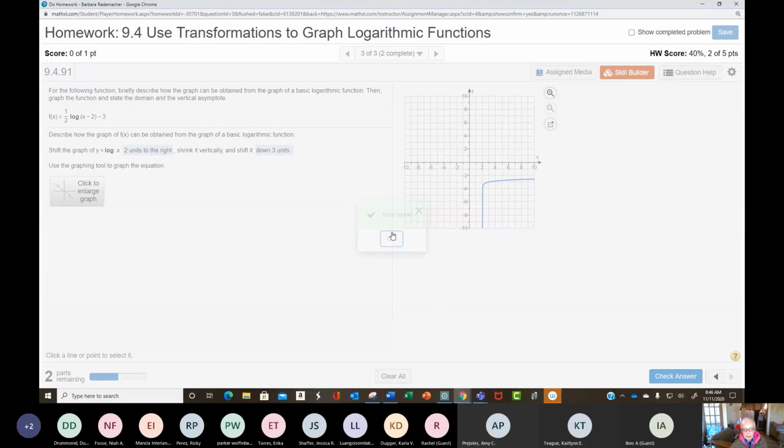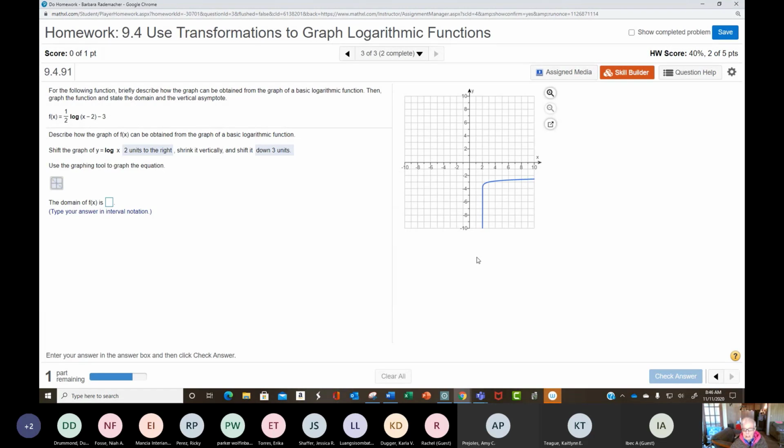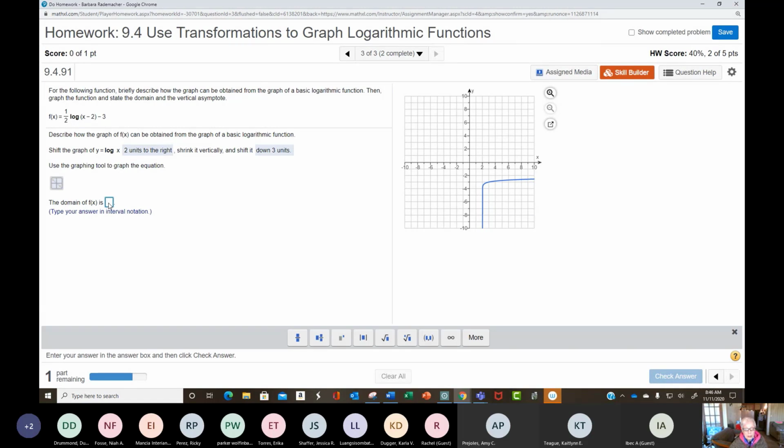The domain is, look at this, we shifted, the domain would have been from 0 to infinity, but we moved it over 2 to the right, so now x equals 2 is going to be the vertical asymptote. So the domain is going to be 2 to infinity. I always have trouble with that.